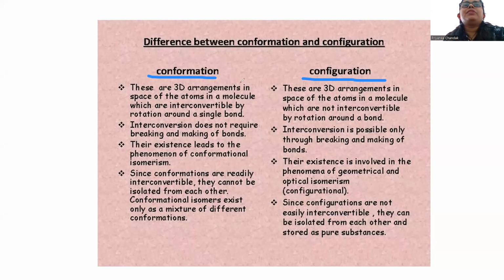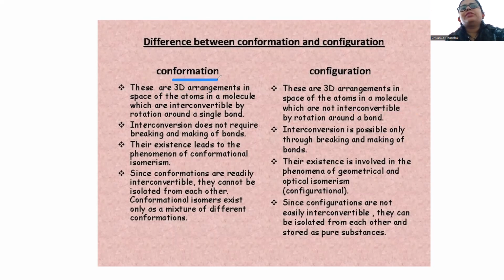Conformation and configuration are both 3D arrangements, but there is a little difference. Conformational arrangements are 3D arrangements in space of the atoms in a molecule, which are interconvertible by rotation around a single bond. Configuration is not rotatable. It is not interconvertible by rotation around the bond, because a double bond is there and it will restrict the rotation of the bond. This is the most important thing, so you can remember it here.